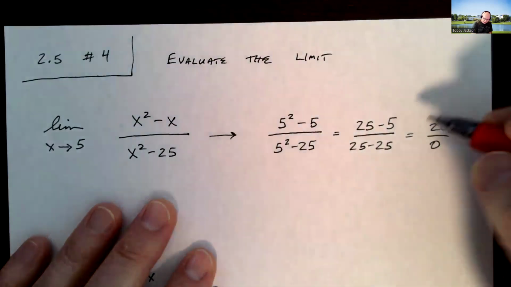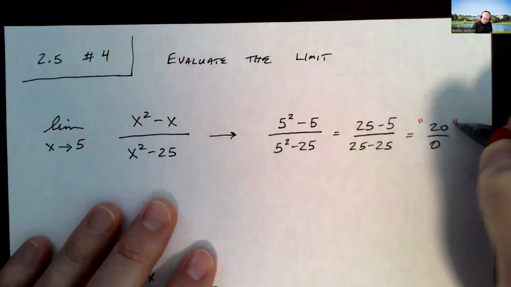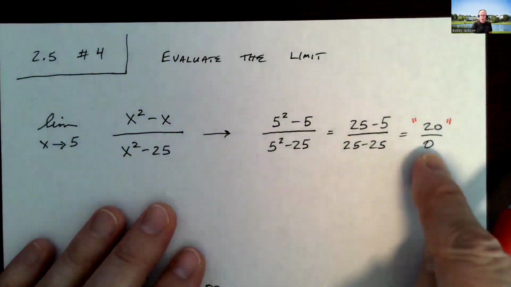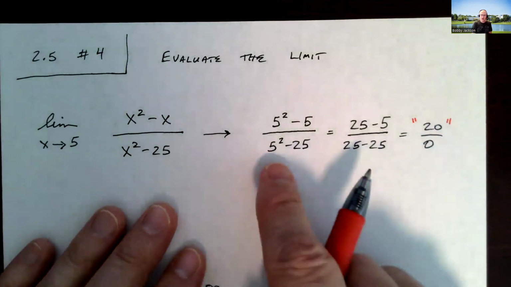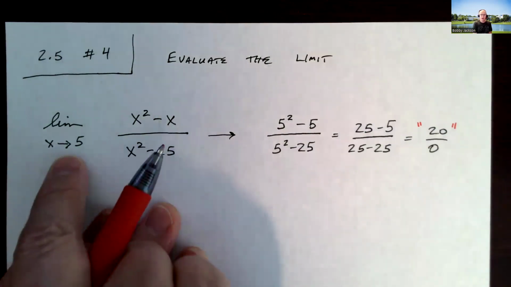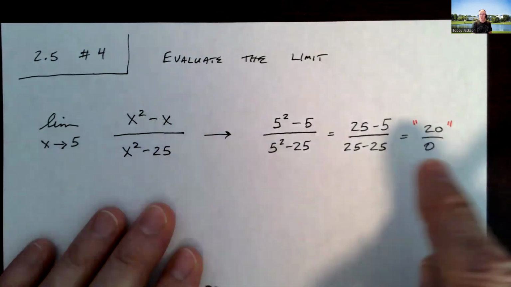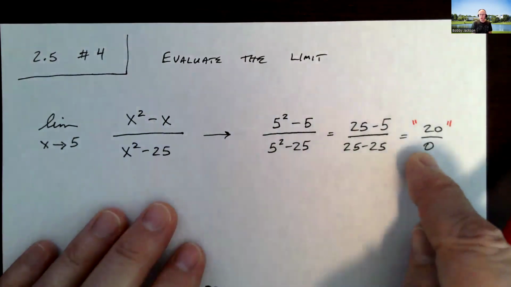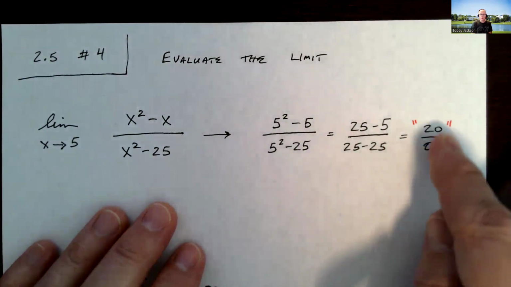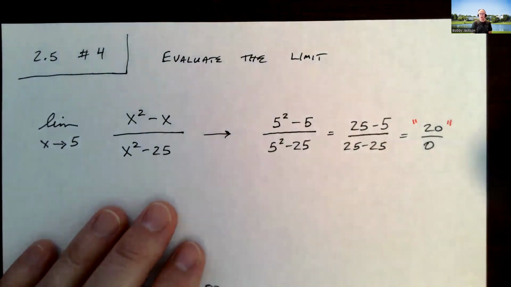Now, the form of this limit is not actually indeterminate. It's not 0 over 0. We actually know what's going on here, right? In other words, the denominator here is never actually 0 because we're never actually 5. But as we get closer and closer to 5, it is getting closer and closer to 0, whereas the top is getting closer and closer to 20. And so what's happening overall? This thing is blowing up.